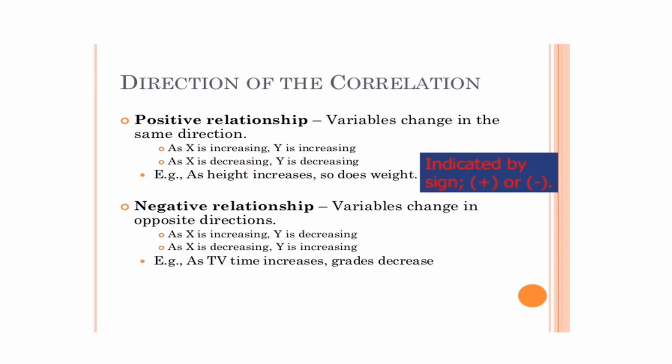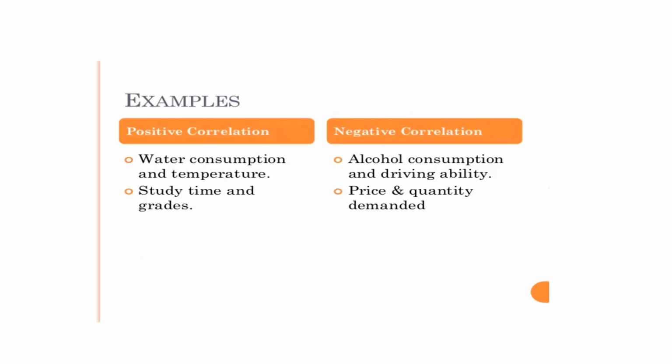But if the direction is positive, if one variable is increasing and another variable is also increasing, then this is a positive relationship. If one variable is decreasing and another variable is also decreasing, again this is a positive relationship. But if the direction of this change is opposite, at one time one variable is increasing, the other variable is decreasing, that is known as negative correlation.